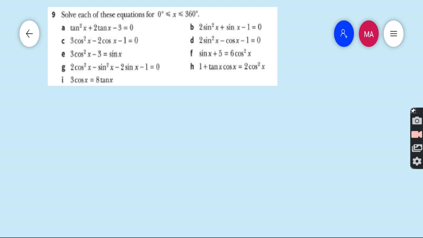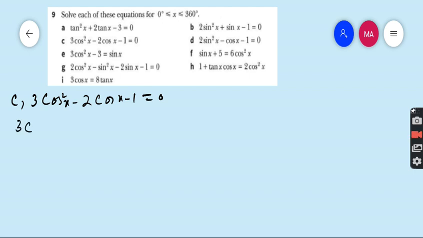What is part C? Part C is 3 cos square x minus 2 cos x minus 1 is equal to 0. Again you will have a quadratic equation. So 1 times 3 is 3 and 3 minus 1 is 2.